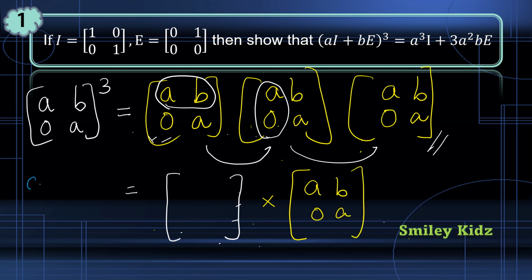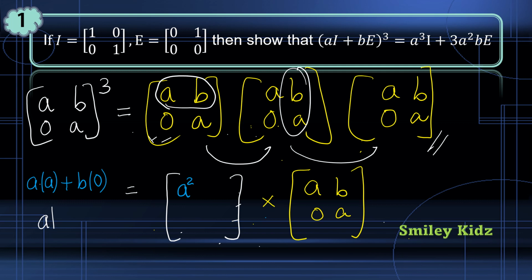Fine. Now A into A plus B into 0. That is going to be A square. Isn't it? A square plus 0, that will be A square. So here let's write down A square. Then take the first row with the second column, that will be A into B, AB plus B into A, BA or AB. So AB plus AB will be 2AB. So here I am going to write down 2AB.